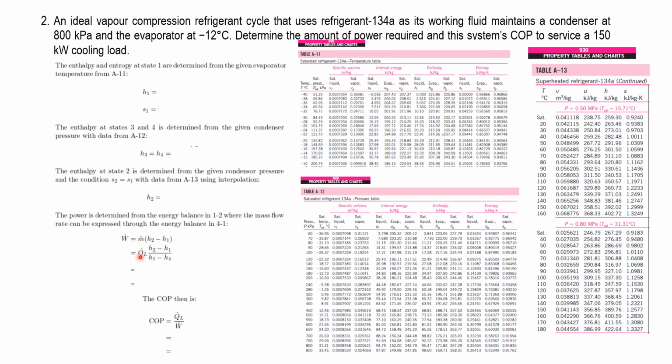Now you have all the values. QL is given here, right? H1, H2 and H4 are obtained from here. You will be able to find what is the power required. And COP again is straightforward. Once you know QL, W is found from here, substitute it, and you should be able to find your COP and compare with the answer given in the question. So that is question number 2.